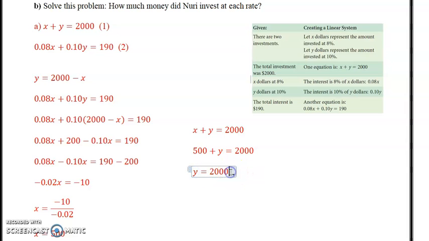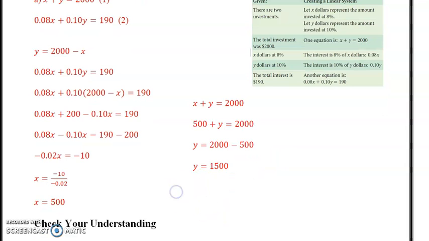Subtract 500 from both sides, and then we get y equals 1500, obviously, because both add up to 2000. So I think we could have figured that out without even doing that. So this means, you want to write a sentence there, this means that Nuri invested $500 at 8% and $1,500 at 10%. That's what that means. And we use the substitution to find that.